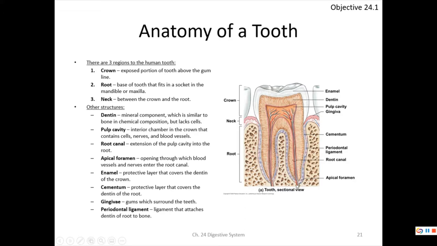The root canal is the tube that the pulp cavity travels through to go out into the tooth. Sorry, the apical foramen is the hole in the bottom that the root canal leads out of. The enamel is what covers the dentin of the crown, whereas the dentin of the root is covered in cementum. The gum near the teeth is called the gingiva, and the disease of that is called gingivitis, gum disease. And the periodontal ligament is what holds the tooth to the bone, which is why there is periodontal surgery, periodontist.